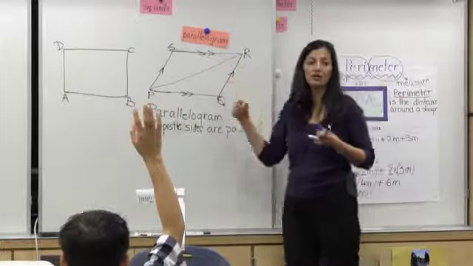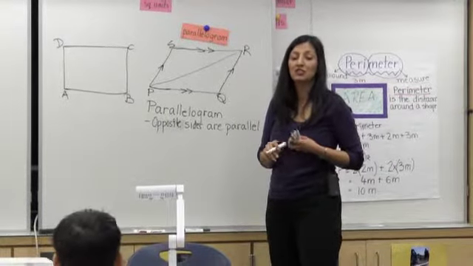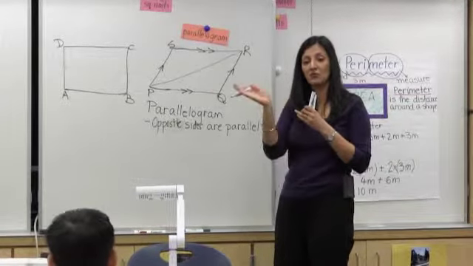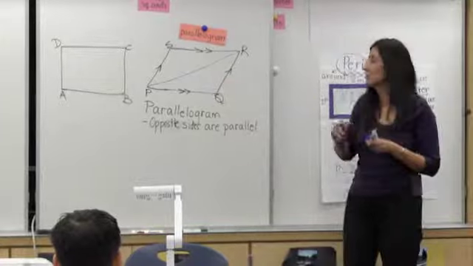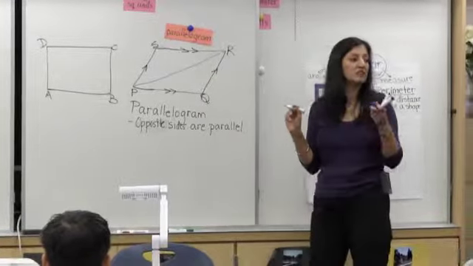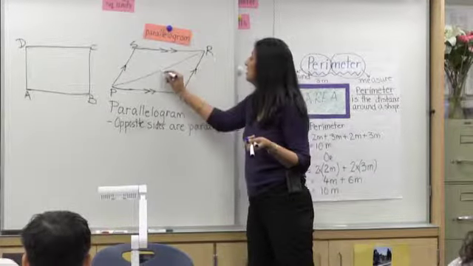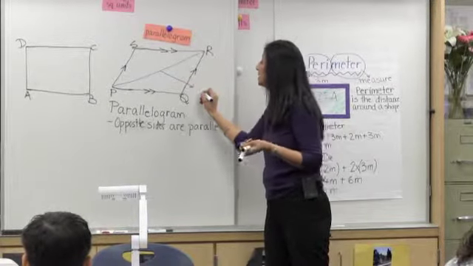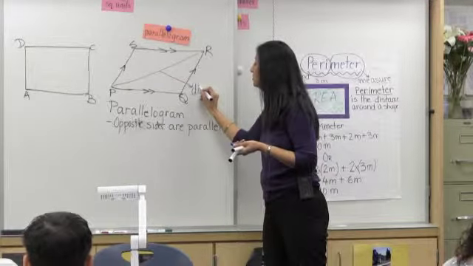What is this blue line called? A ray? It's not called a ray. Remember, a ray is something that can be extended only in one direction. But all of these are really excellent tries. Let's go ahead and label our blue line. It's called a diagonal.